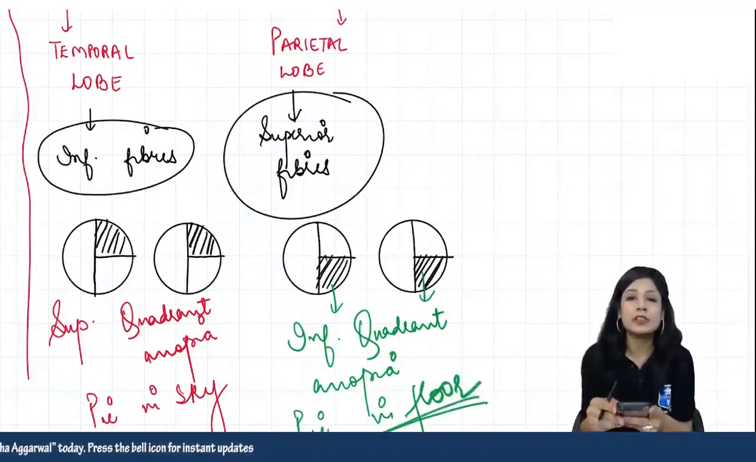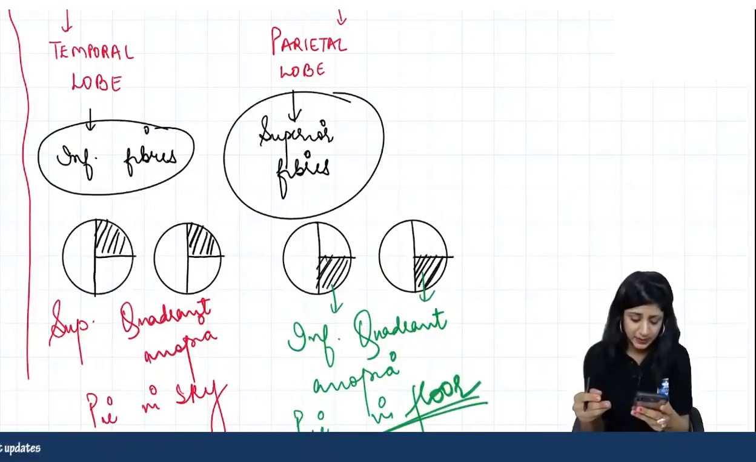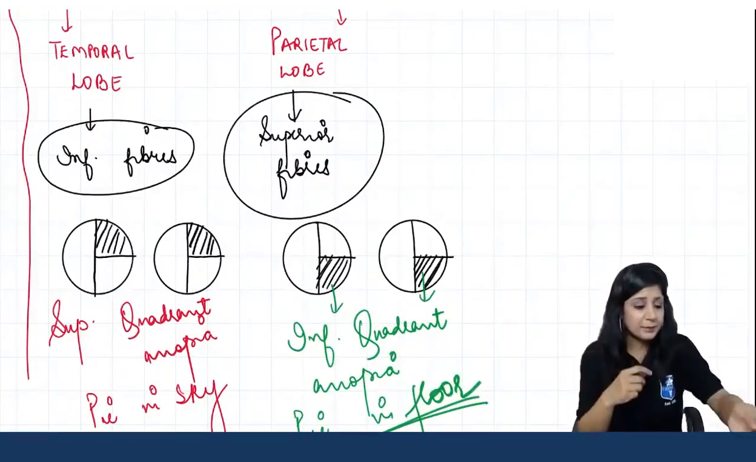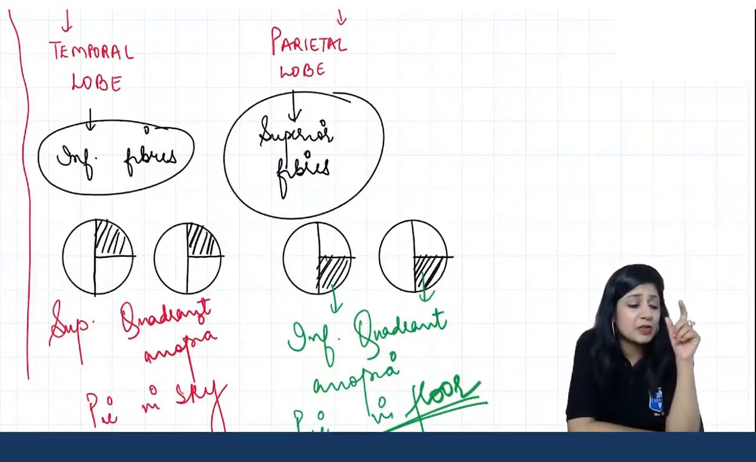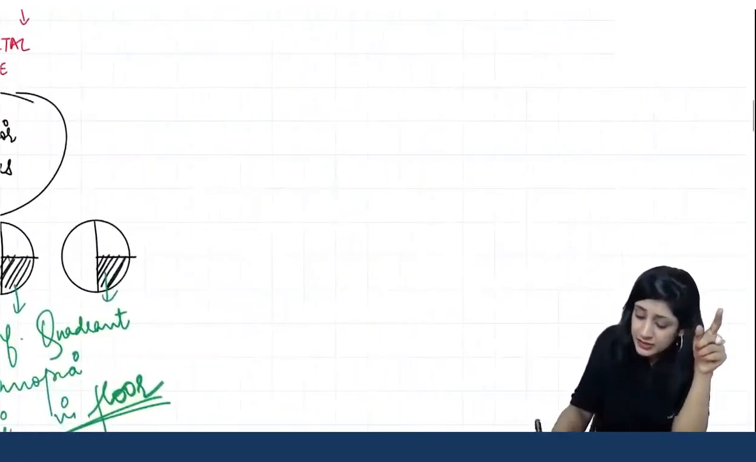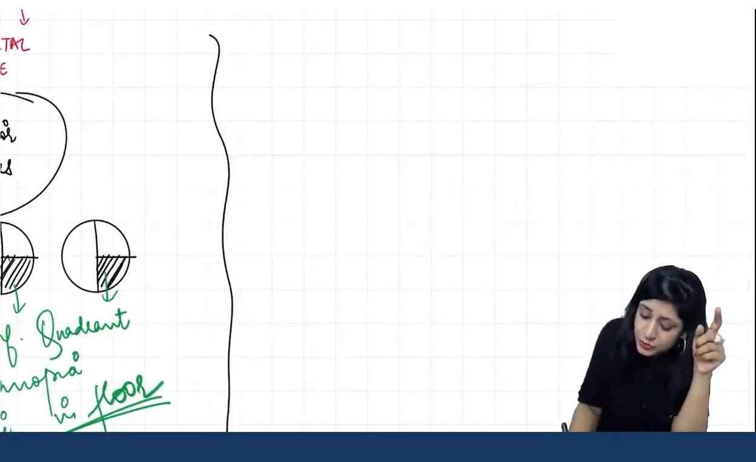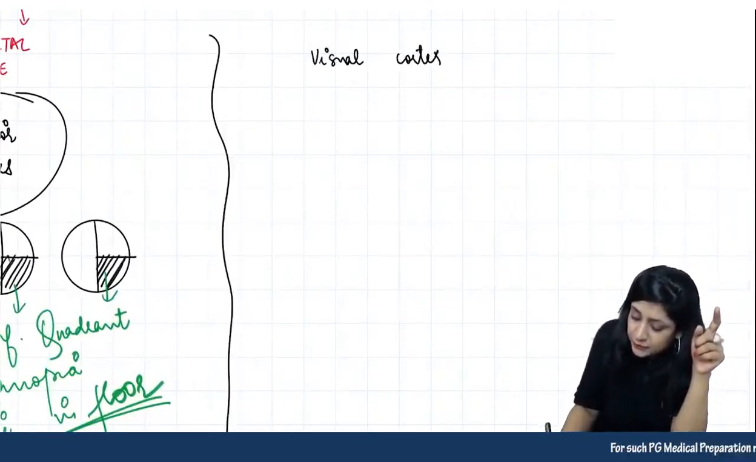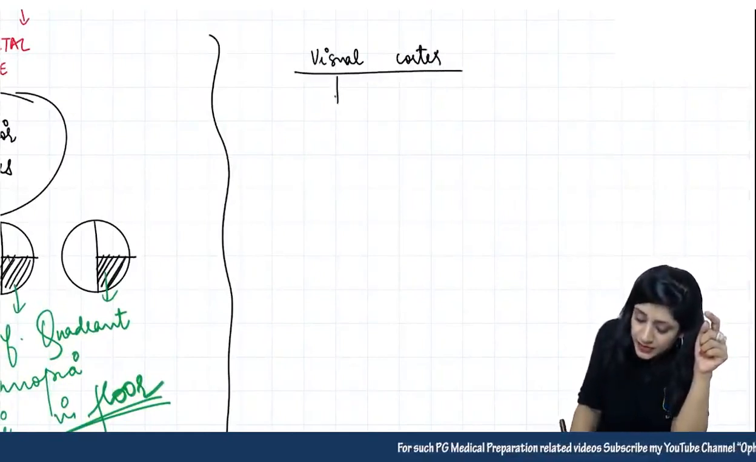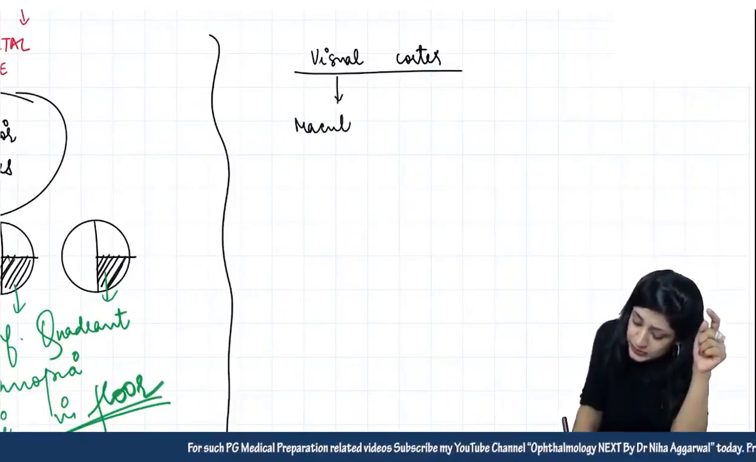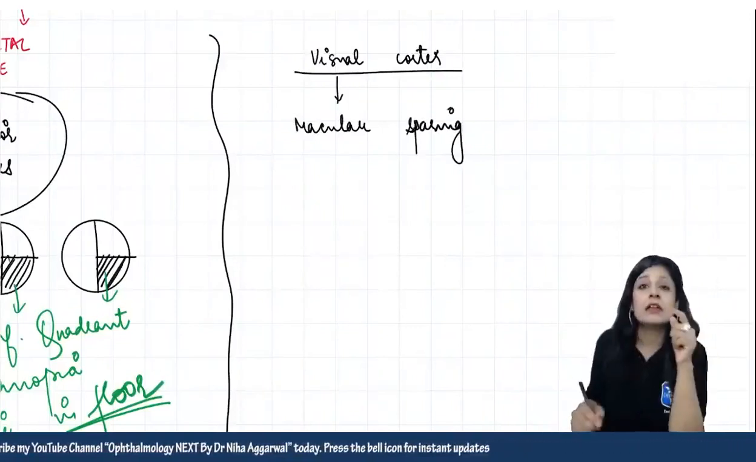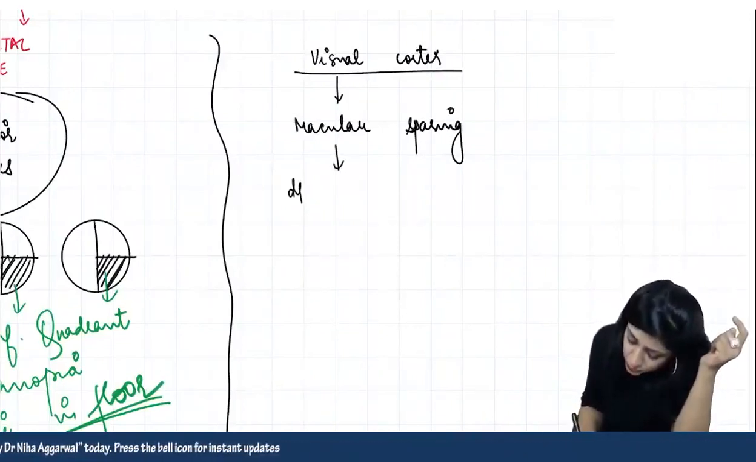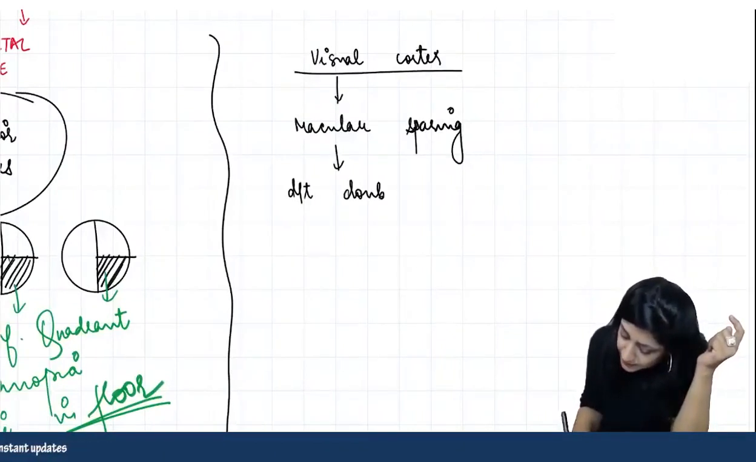Macular sparing kahan hoti hai? Some people were talking about the macular sparing. Okay. So where do you have the macular sparing? In the cases of the visual cortex, we can have the macular sparing. Why do we have the macular sparing, by the way? Macular sparing is due to the double blood supply.